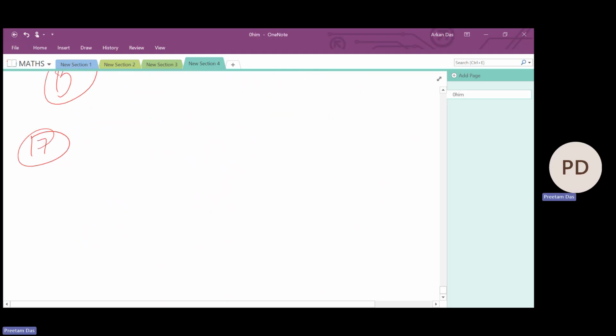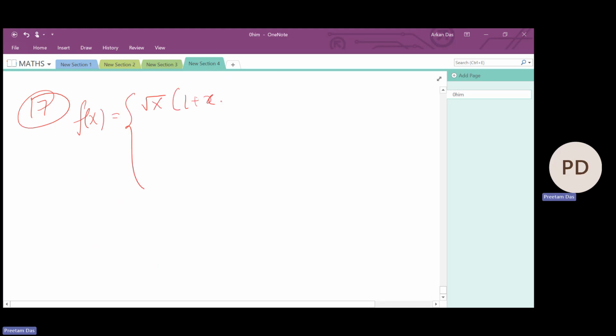Let us see the 17th. They are given a function and they are asking for the continuity and the differentiability of this function. Not very difficult to check. f(x) is equal to square root of x, 1 plus x sine 1 by x, x is positive; minus square root of minus x, 1 plus x sine 1 over x, x is negative; and 0 if x is 0.